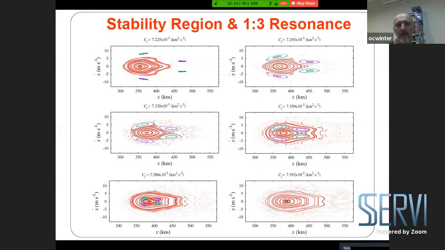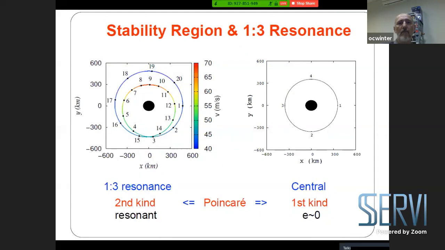So in the next plot, next slide, sorry. Okay, so here we have what can be separated into 1 to 3 resonance and the center one. Poincaré studied these orbits 100 years ago. So the right one has to do with very close to zero eccentricity orbits, so near circular orbits. Next one, please.